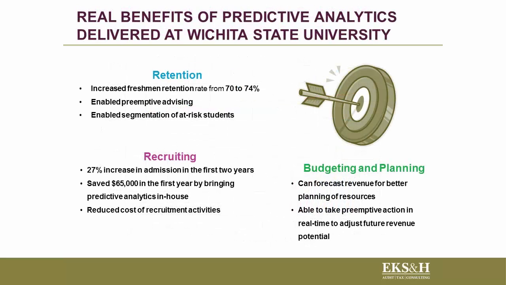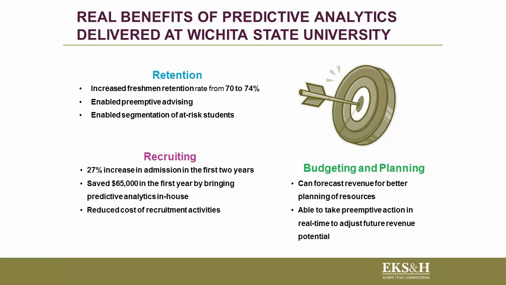So to recap, if we take a look at the area of recruitment, we've seen significant gains. In just the first 2 years, we saw a 27% increase in the number of students who matriculated to our institution. We were able to discontinue the vendors, which in the first year alone saved us over $65,000 that we were previously paying outside vendors to do this service, and we were not reaching the return on investment that we were getting. And of course, now that we have reduced the cost of recruitment, we can take those savings and divert them to other areas, such as better staffing, for example, to reach different populations.